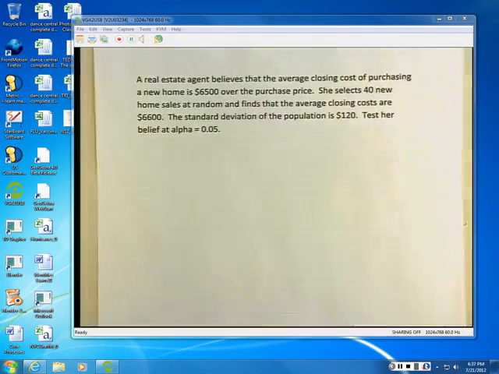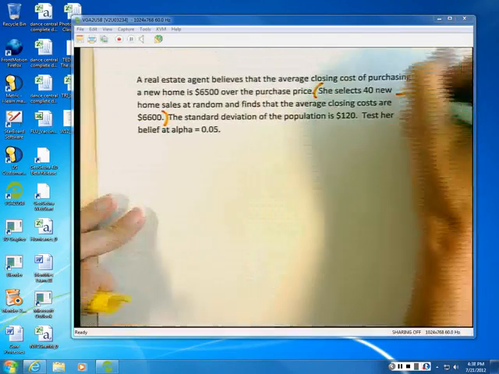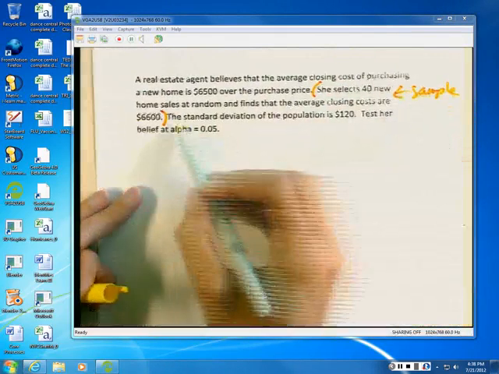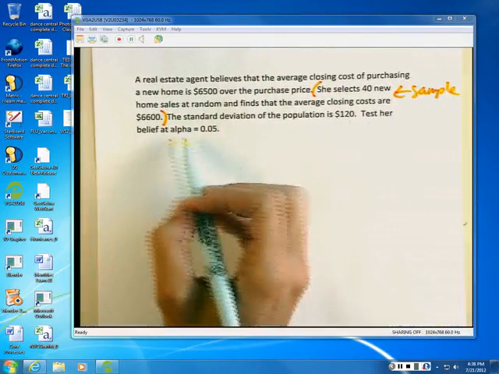Okay, so is this the one I want to do? Yes. Okay, so a real estate agent believes that the average closing cost of purchasing a new home is $6,500 over the purchase price. She selects 40 new homes. So what I'm looking at right now is the sample. I'm going to put that in parentheses so that you can separate those. So this is the sample information, which does not go into our hypothesis. The standard deviation of the population is 120. Test her belief at alpha equals 0.05.